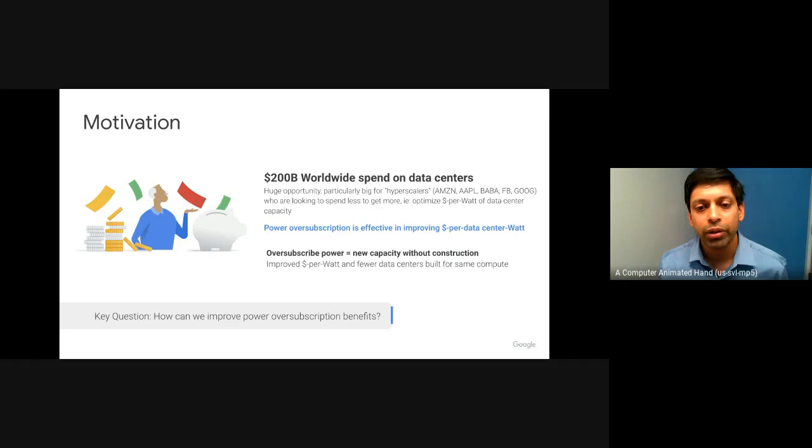In this paper, we discuss our new contributions, which achieve dramatic generational oversubscription improvements to the tune of 25% or more, saving hundreds of millions of dollars for Google.